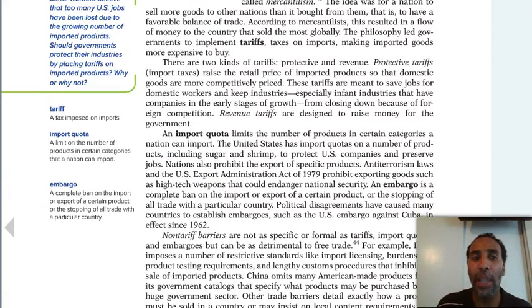Tariffs is a tax imposed on imports, right? So we import tables in, then we have to pay tax. Import quota is a limit on the number of products in certain categories that a nation can import, right? So it just says, hey, here's our limit, here's our quota. And an embargo is a complete ban on the import or export of a certain product or the stopping of all trade with a particular country.